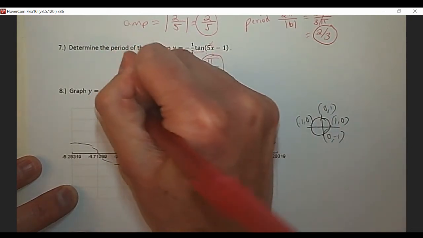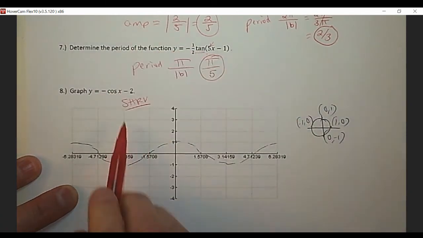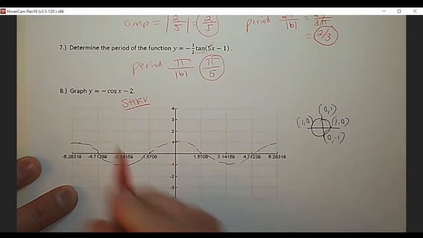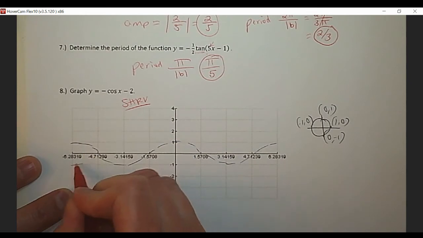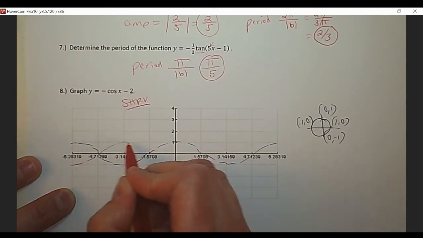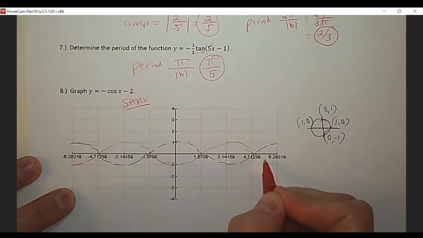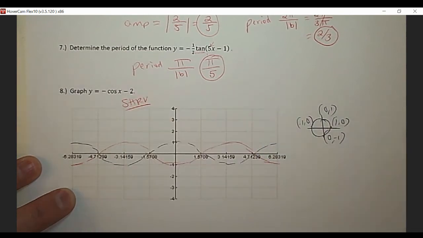Now remember to do your sequence of transformations. There's no stretches or shrinks. There's no horizontal shifts. So we'll do the reflection next. This is a reflection over the x-axis. So it goes like this. Makes that kind of double helix shape. Looks like DNA. And then we want to move down 2.